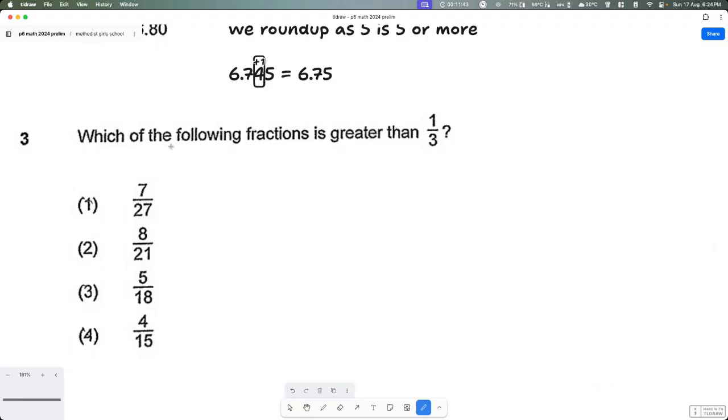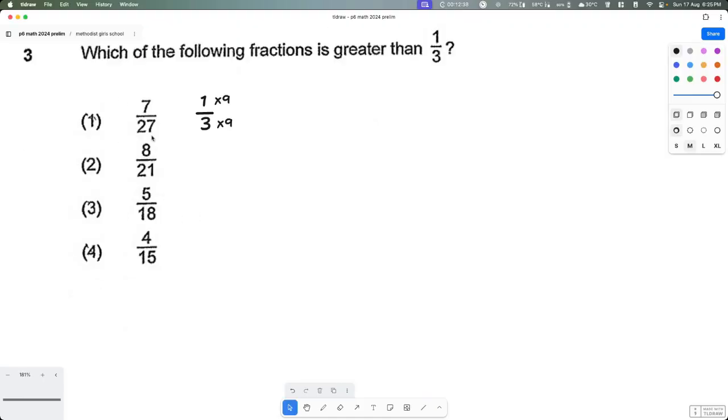Which of the following fractions is greater than 1/3? So we have options over 27, 21, 18, and 15. We look at the first option, 7 out of 27. So we basically multiply 1/3 by 9. You multiply both the top and bottom by 9, and this will then become 9 over 27. So that means 7 out of 27 is not greater than 1/3.